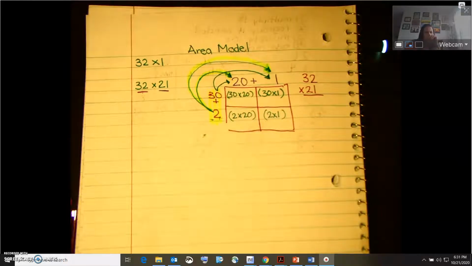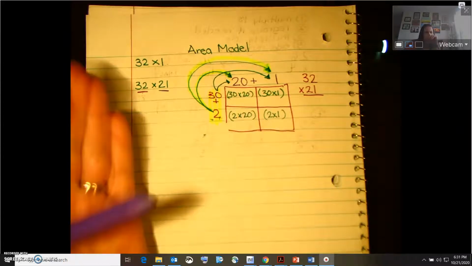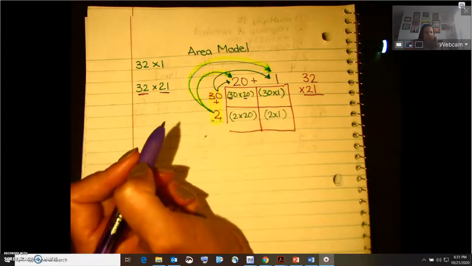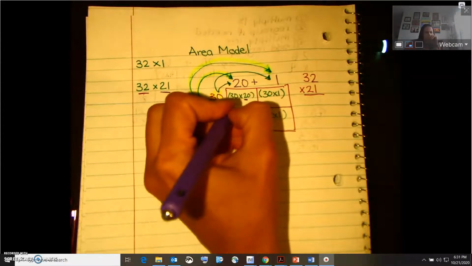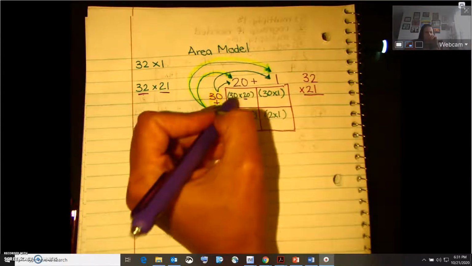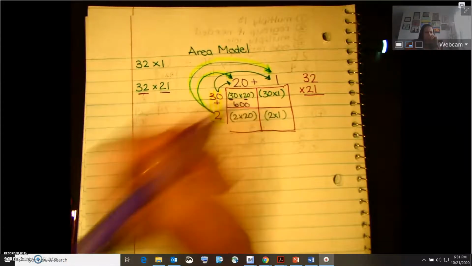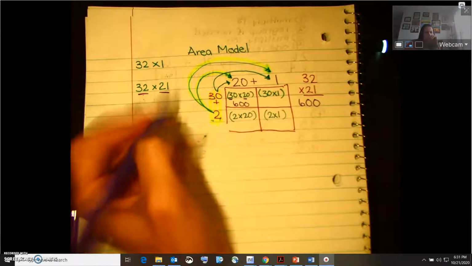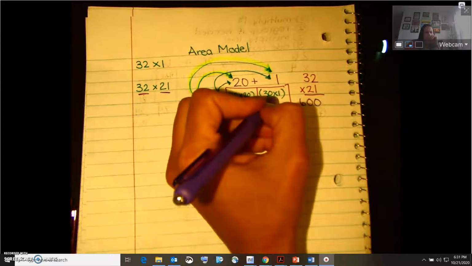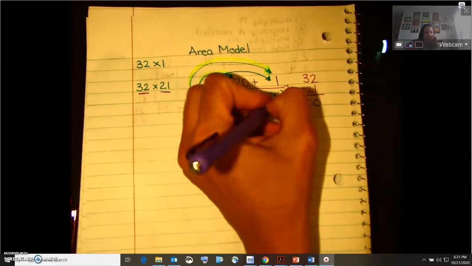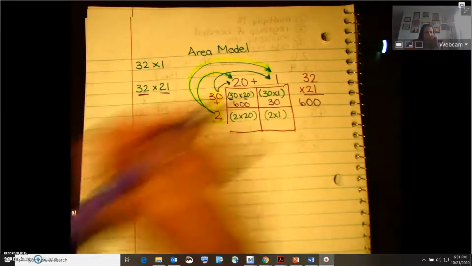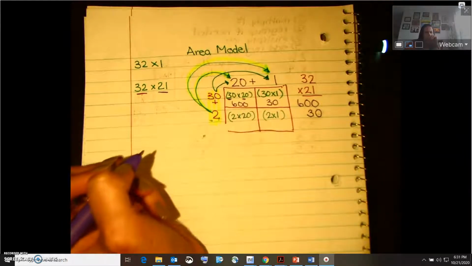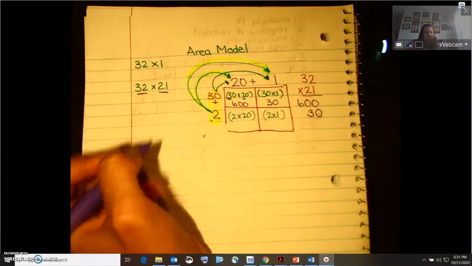Now, when we go through and multiply, we want to use tricks that we've already learned. So for this one, we know that we can do 3 times 2 is 6, and then add my 2 zeros. So my first box is 600. All right, now 30 times 1, well, anything times 1 is itself, so it's 30. Now this is where you need to be very, very careful of lining up your numbers. We might actually turn our paper sideways.